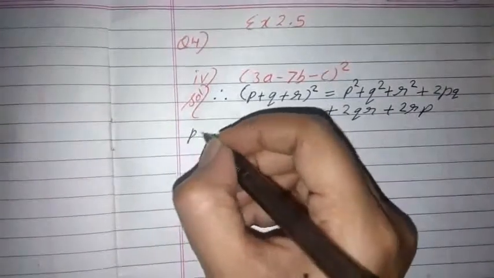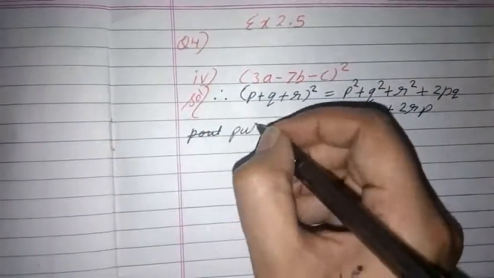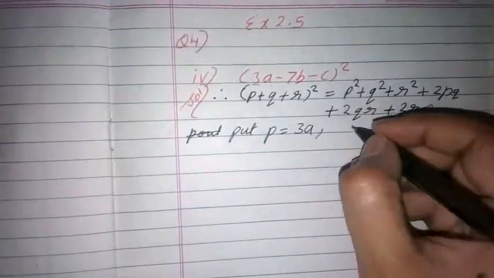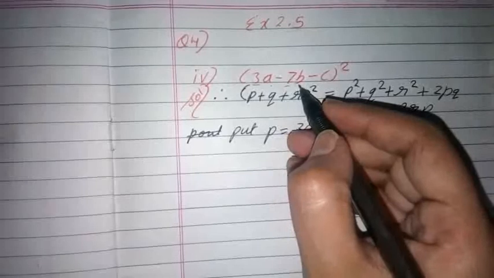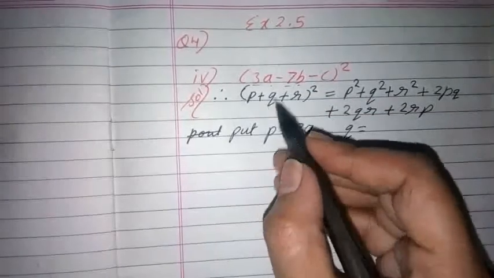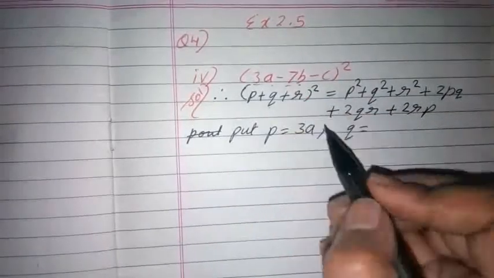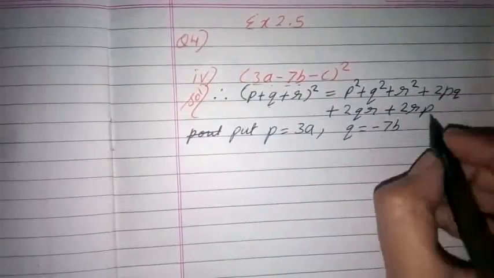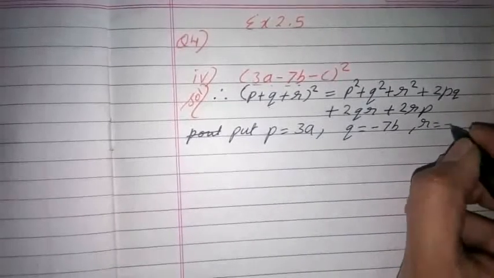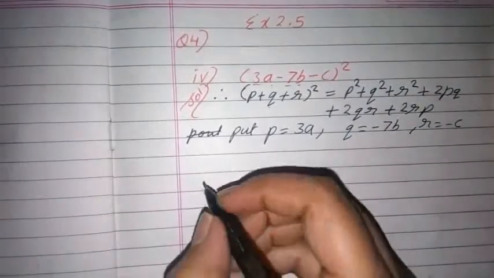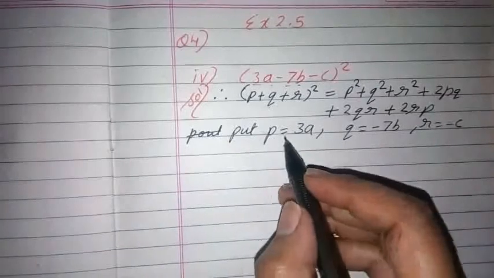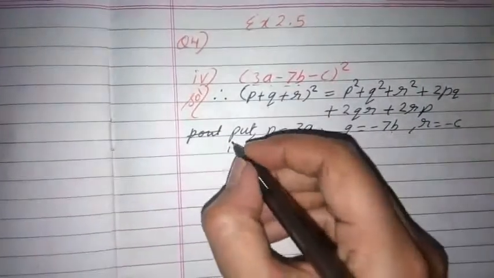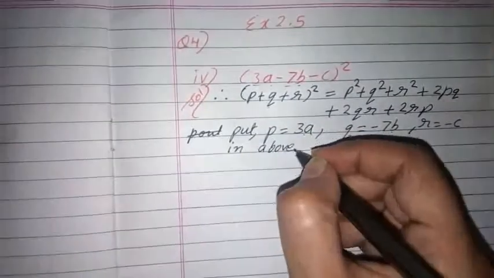Now we'll put p equal to 3a, q equal to minus 7b, because here the value of q is negative, so we have to take the sign also, and r equal to minus c. Now put p equal to 3a, q equal to minus 7b, r equal to minus c in the above identity.